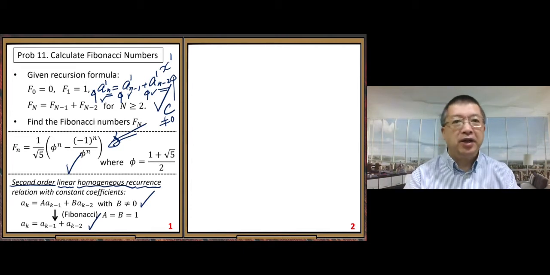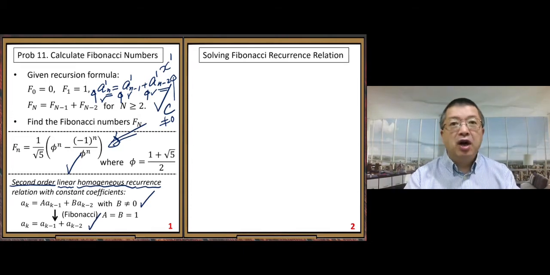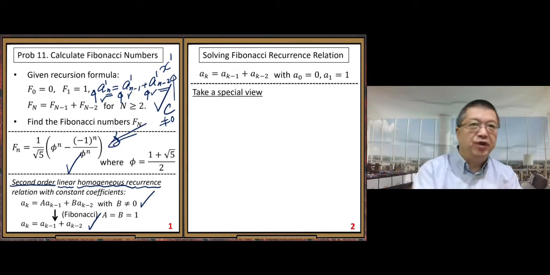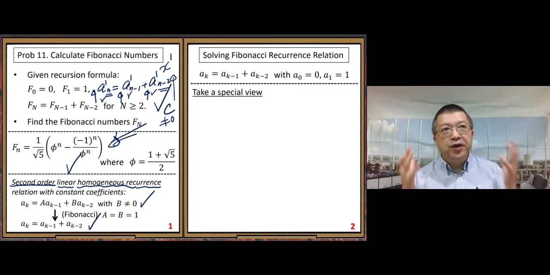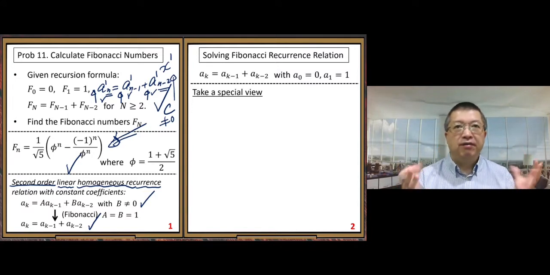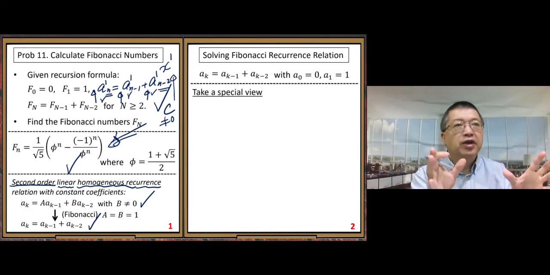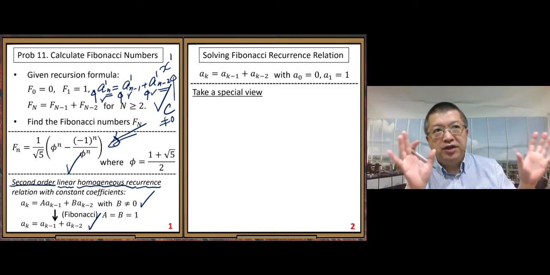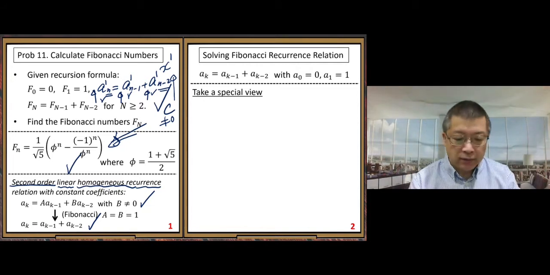Next, let's look at solving the Fibonacci recurrence relation, the general method. Take a special view. Here, the view, the understanding of this equation, the structure, is critical. So let us try to understand that part.